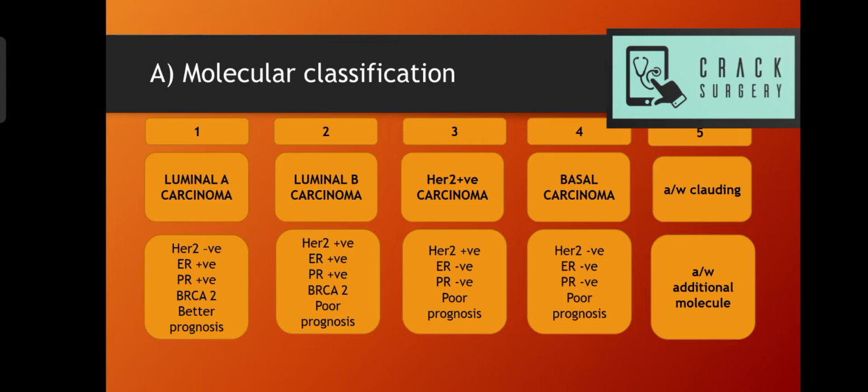Third type is HER2 positive. There is HER2 positive, ER and PR negative, and it has a poor prognosis. Fourth is basal carcinoma. There is HER2 negative, estrogen receptor negative, progesterone receptor negative. That's why we call it triple negative. It has the worst prognosis. And the fifth one is Claudin, which is associated with additional molecules.